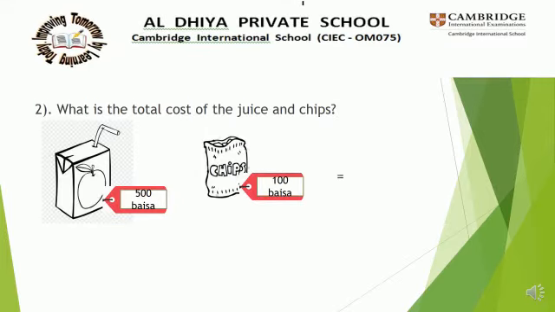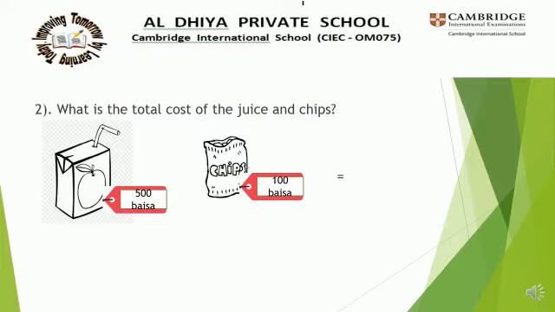Next question. See the next question. What is the total cost of the juice and chips? You are going to a shop. There you are buying one apple juice and a chips packet. You have to give money to the shopkeeper. So here they have given the price of the products. See, the apple juice is 500 paisa. The chips is 100 paisa. Now you have to find the total cost of the juice and the chips. So you have to add both.